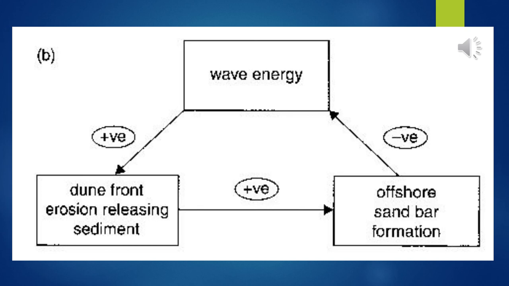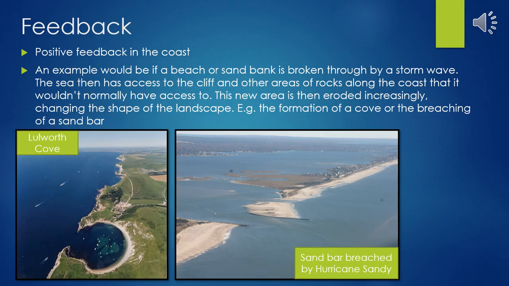Therefore, we're back to normal, where we've got a much lower wave energy because of the sandbar formation. So we've got a big change during the storm, lots of erosion. Then we've got a big change where the sandbar is built and the wave energy decreases. So that's an example in diagram form of negative feedback. Positive feedback, remember, is where we keep getting further and further away from the starting point.